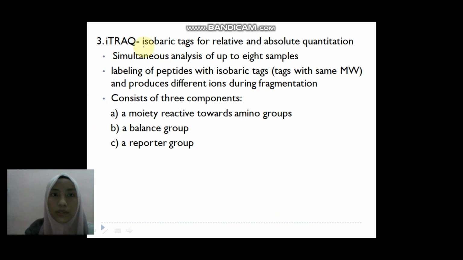Okay. Next one is iTRAQ, isobaric. This one is by using pressure. You can put up to 8 samples. You have lots of samples, but they are given with the same pressure. A moiety reactive towards amino groups, a balance group, and a reporter group. So these are the 3 components in iTRAQ.